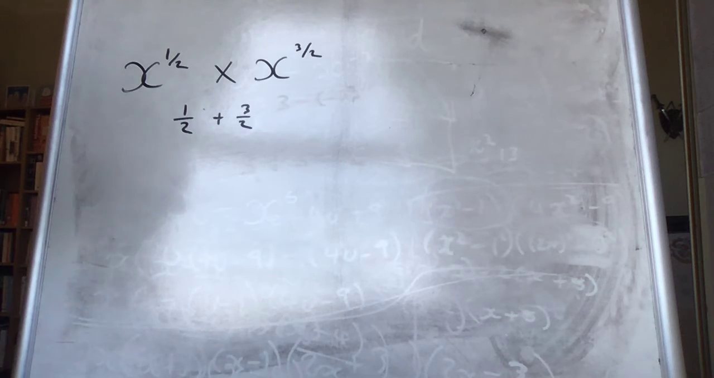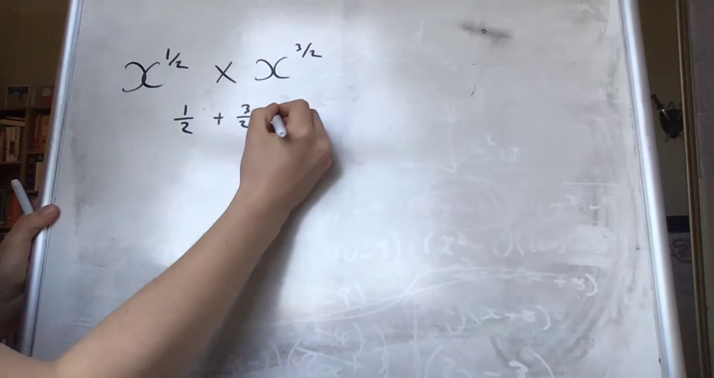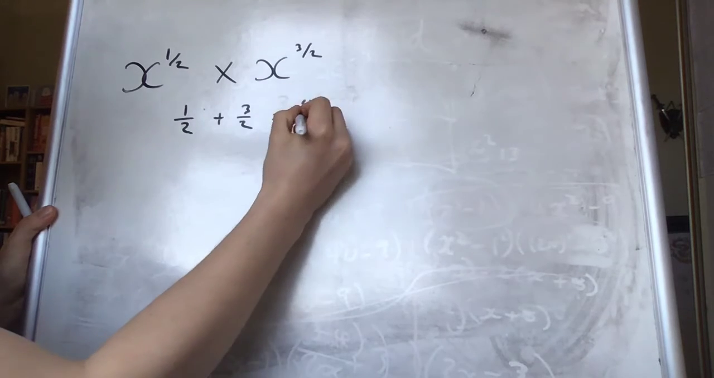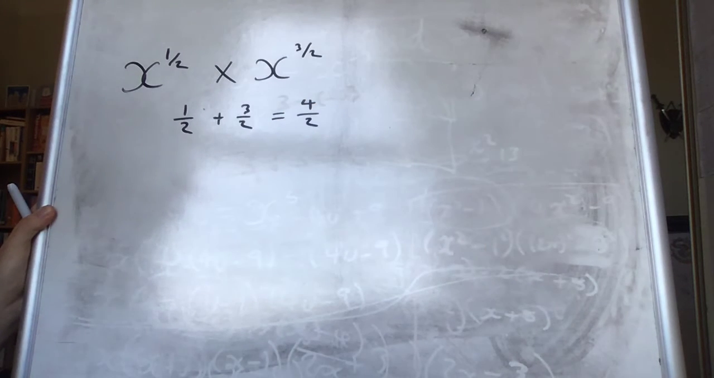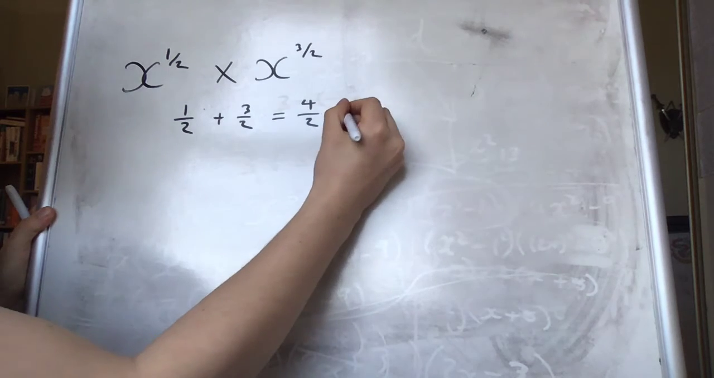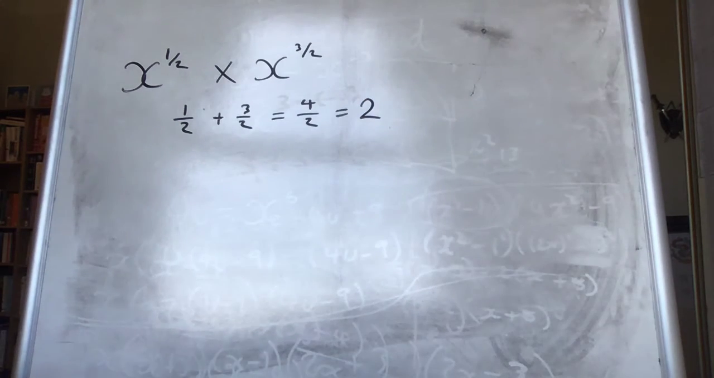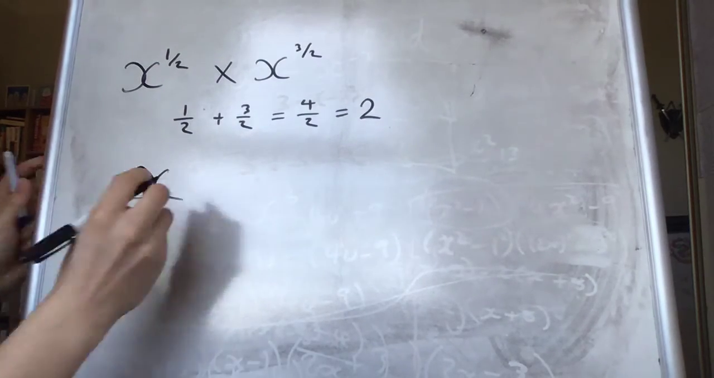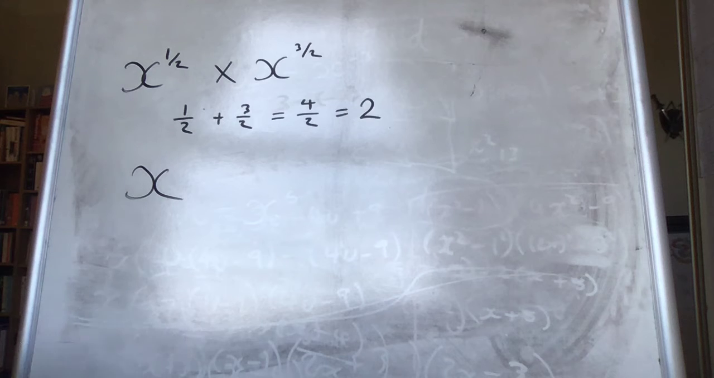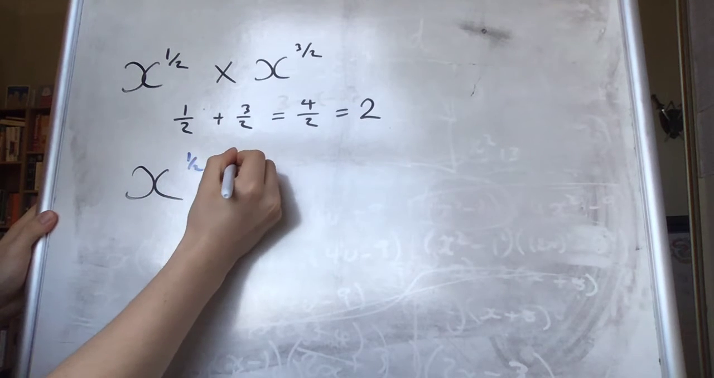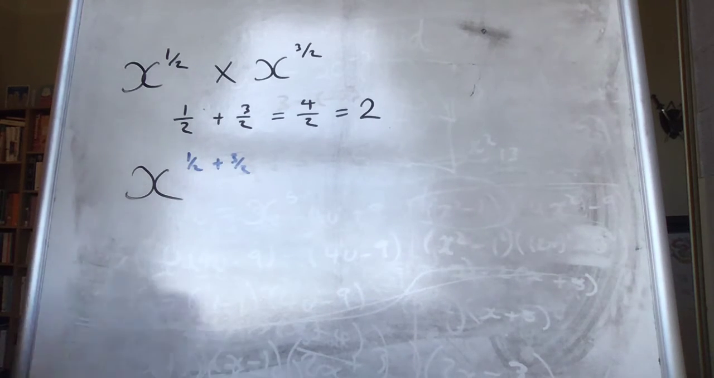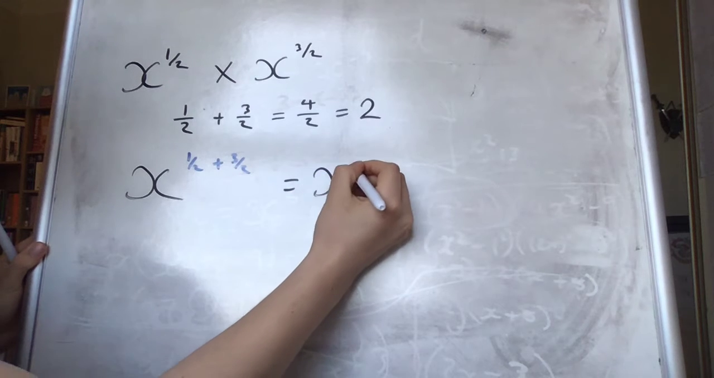Okay, and we can see that the denominators are the same. So we can simply add together the numerators, 3 plus 1 equals 4, and we keep the denominator the same, which is 4 over 2. And 4 divided by 2 is simply 2. So what we need to do up here is we're going to rewrite this expression as x to the power of half plus 3 over 2. And so that must therefore equal x to the power of 2.